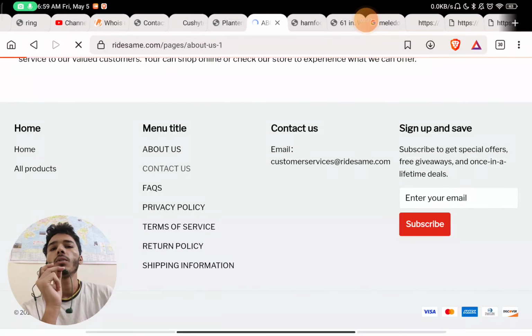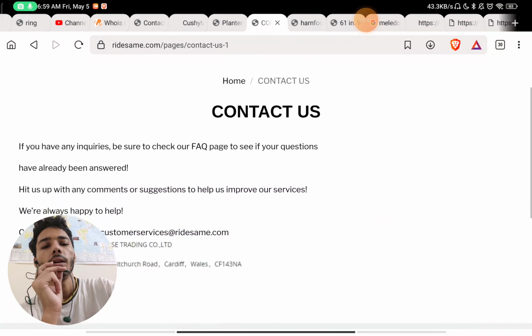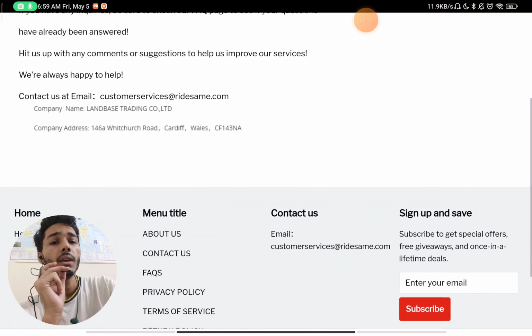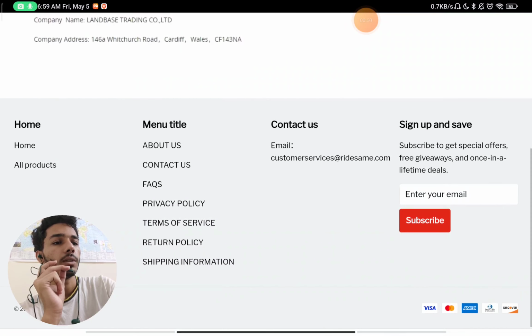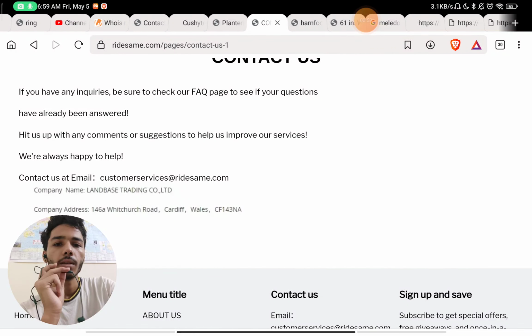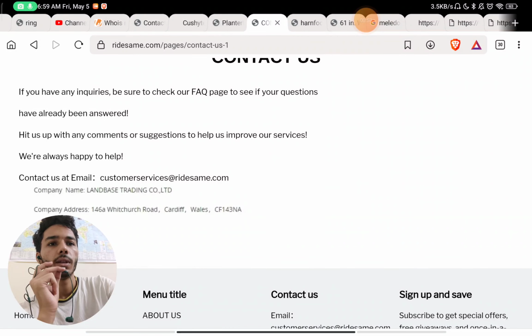Now let's check the contact us section of the website. Here you will see they have given an email ID to contact them, but they have not given any phone number, and also they have not given any social media handles to contact them. So there is no way you can contact them after placing any order on this website. That is also a red flag about them.